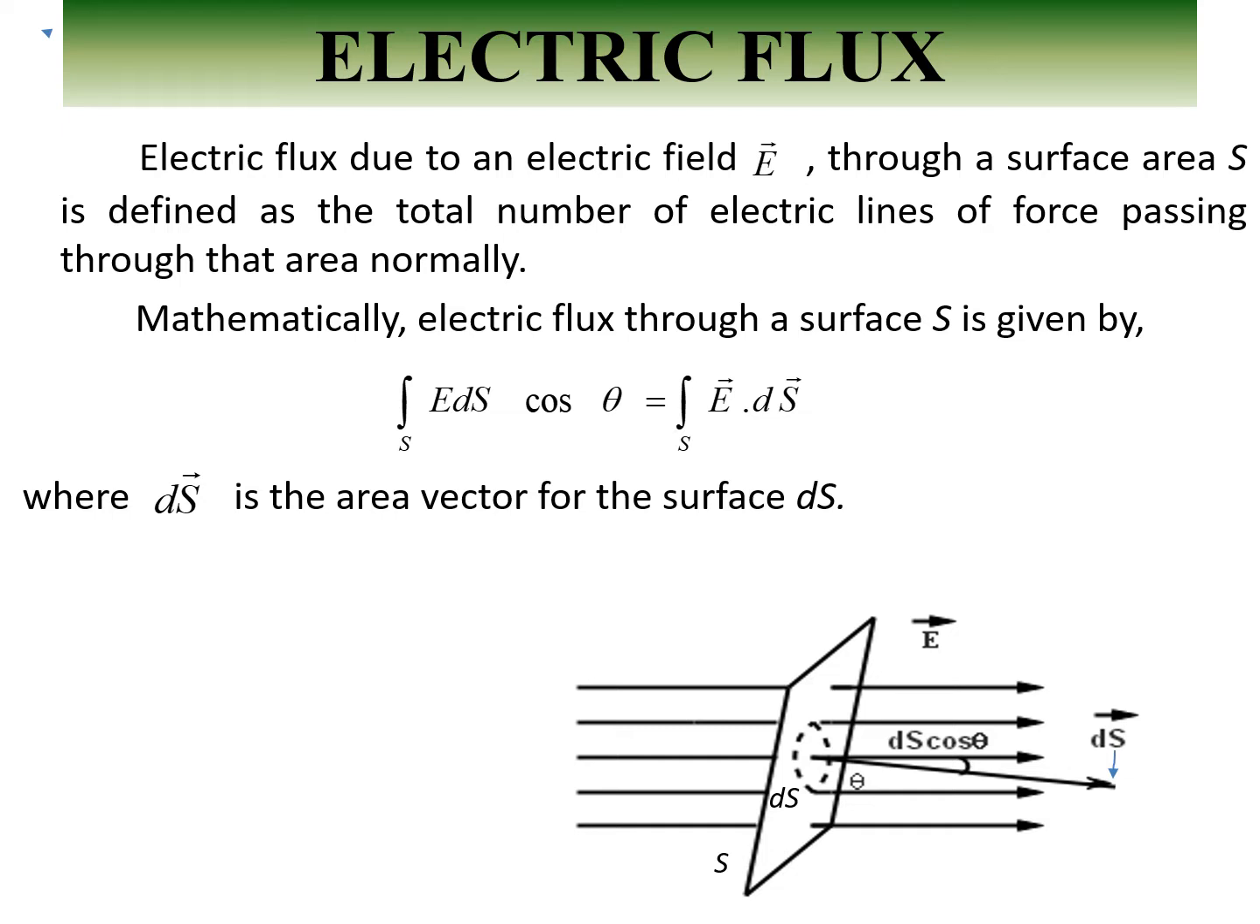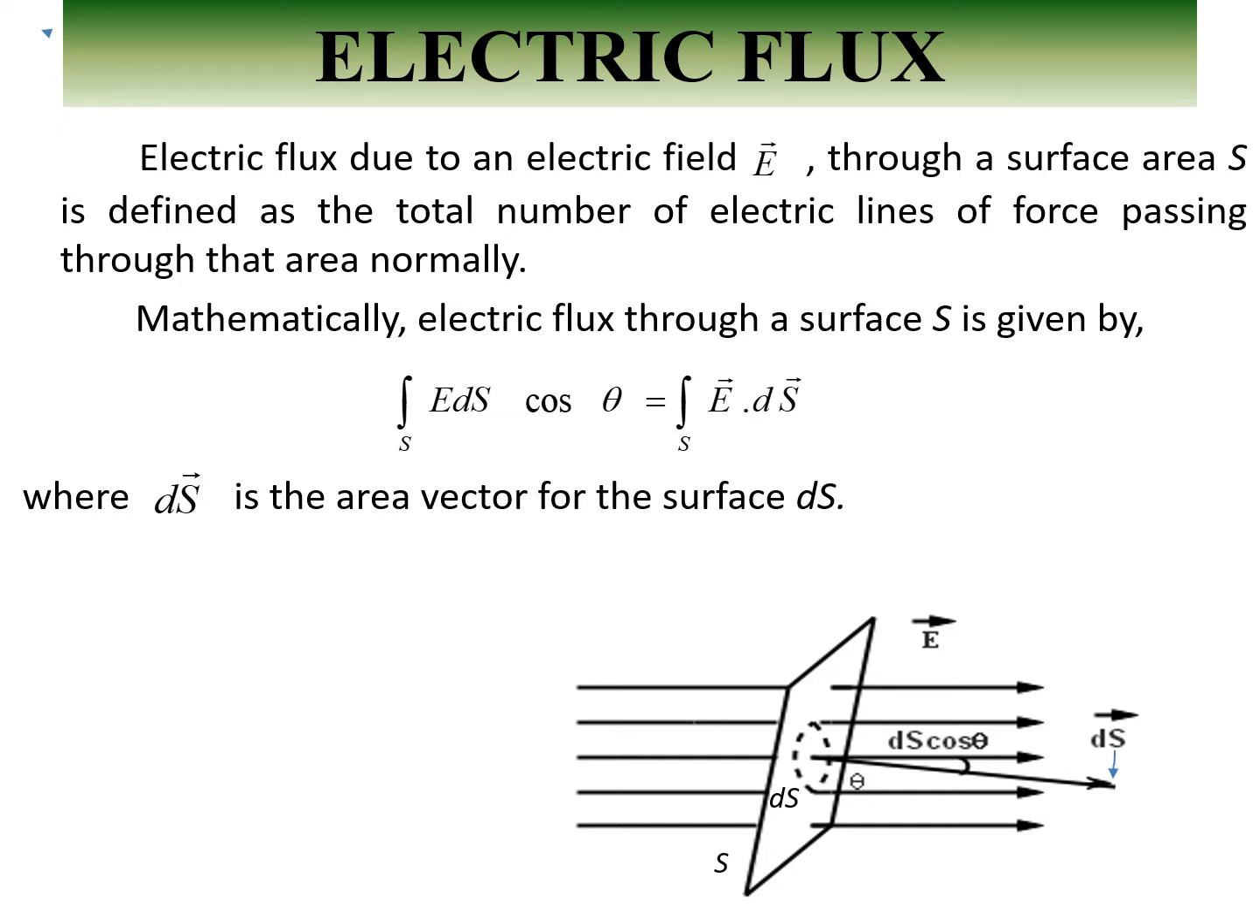That means, if we look at the diagram, S is a surface area in the diagram, ds is a small part of the area capital S, and E vector is an electric field crossing the surface area capital S.